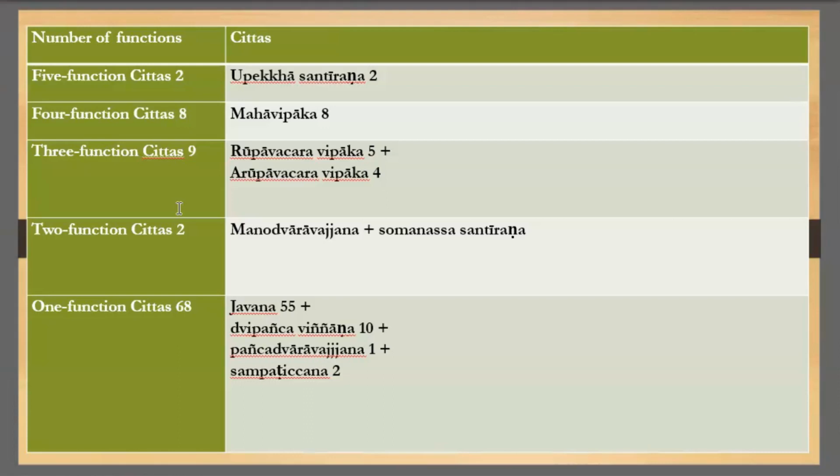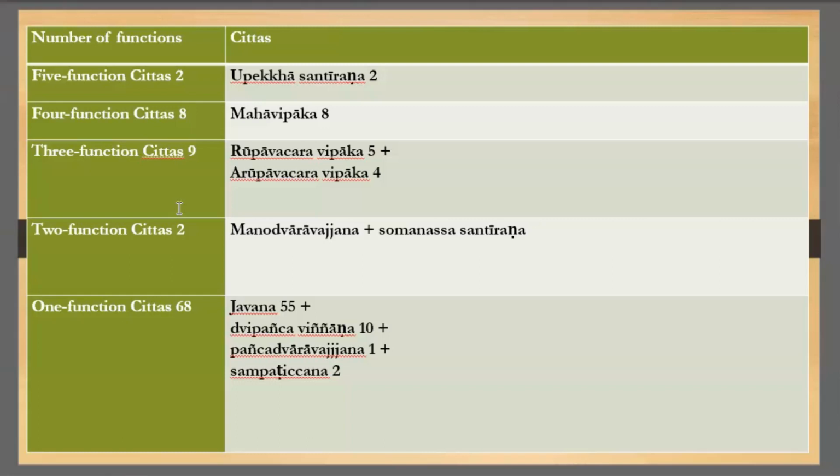Then there are 9 Chittas which perform 3 functions: Rupavachara Vipaka 5 and Arupavachara Vipaka 4. Those 9 Chittas perform 3 functions. What are they? Patisandhi, Bhavanga and Chuti.